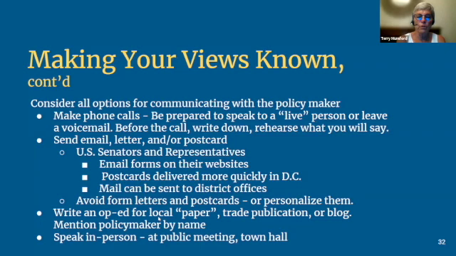As we've commented here, please avoid form letters or postcards, or personalize them. If your group has come up with an important message that you want to have in every communication and every postcard, that's fine. But then take that pen and write your own personal message, whether it's a couple sentences or not. We also would have you consider writing a letter to the editor for a local paper or a trade publication or a blog.